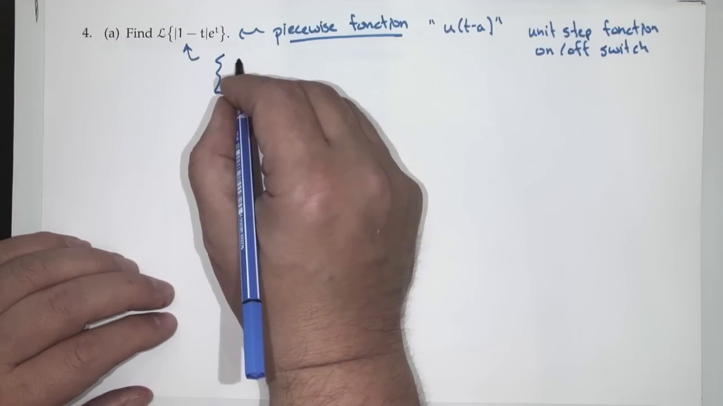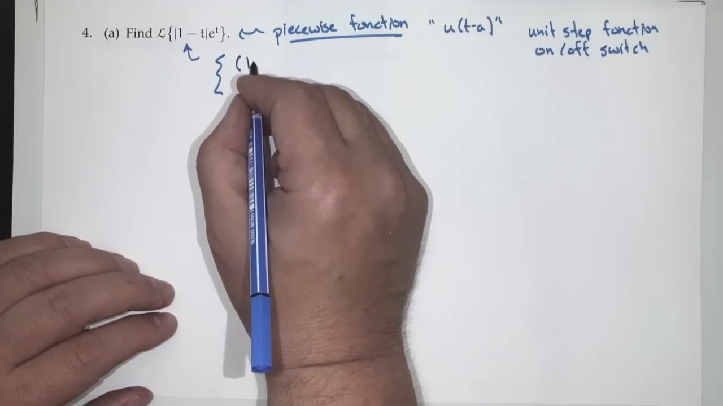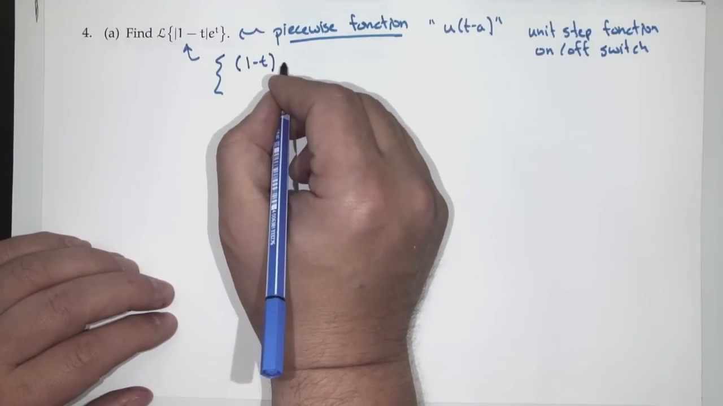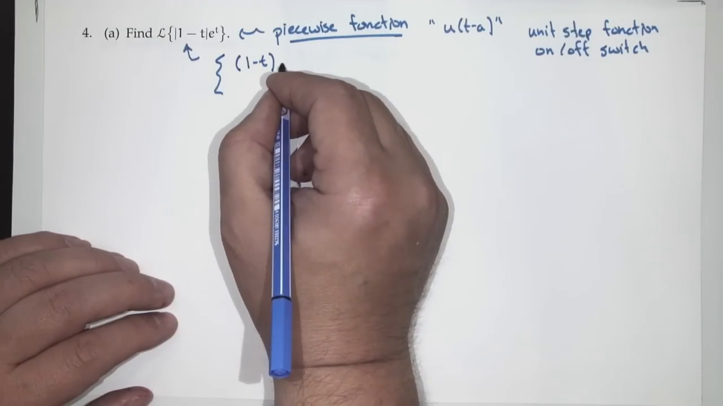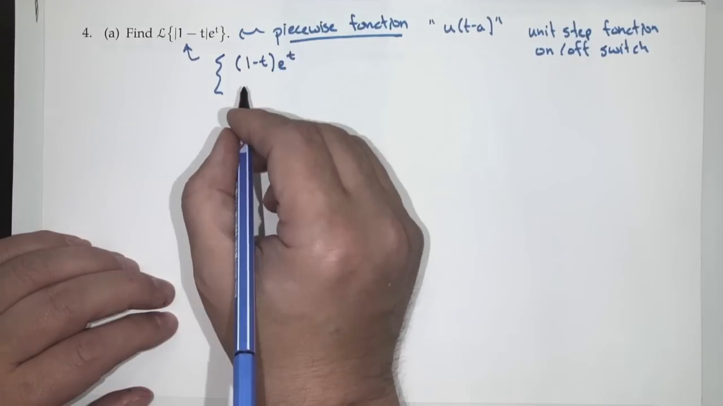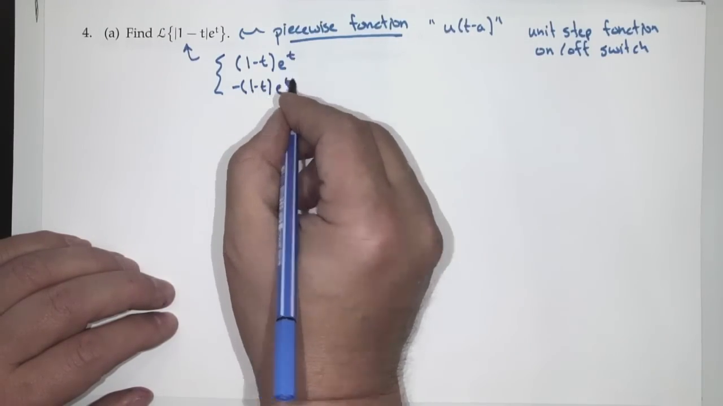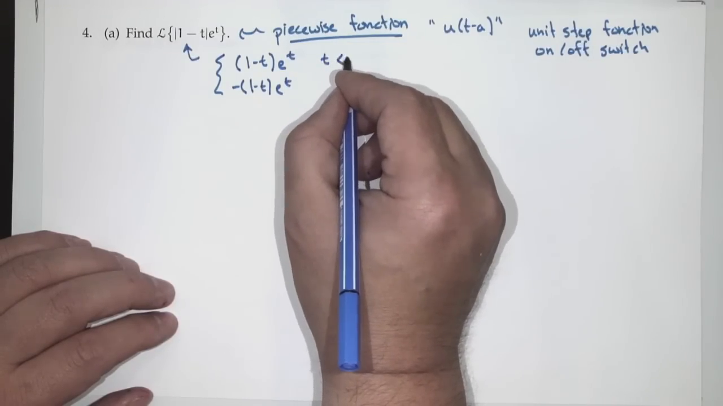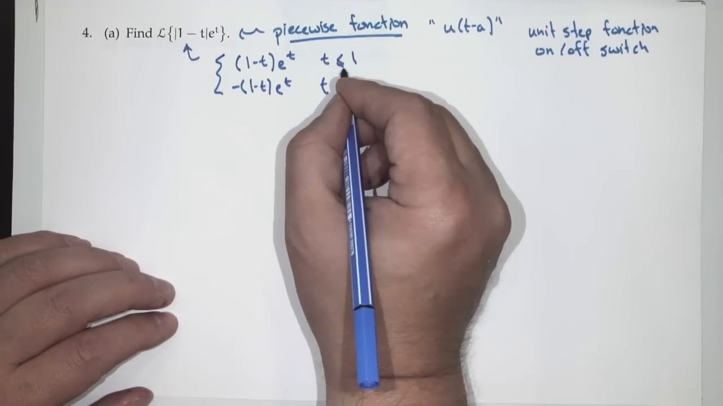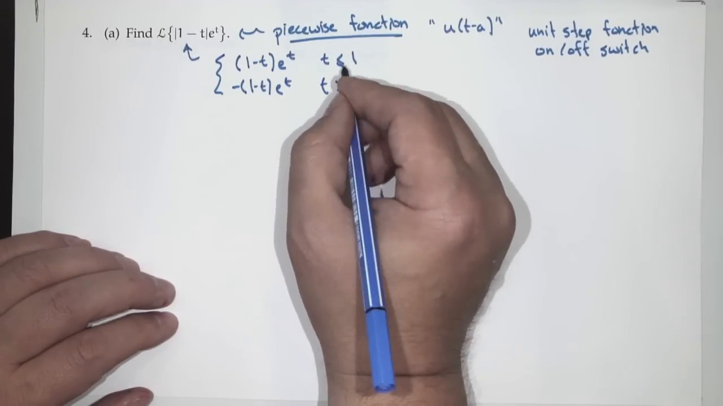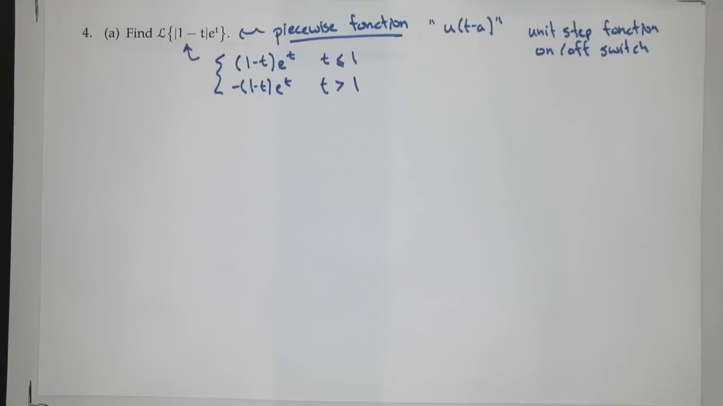So before 1, the absolute value doesn't really do anything because 1 minus t is a positive expression. After 1, it flips the sign. So this is for t less than 1. This is t greater than 1. It doesn't really matter which one is less than or equal, greater than or equal. They can both be the same. All right.